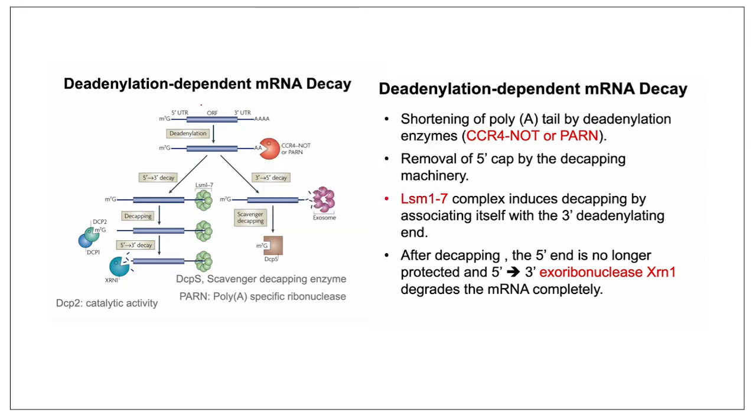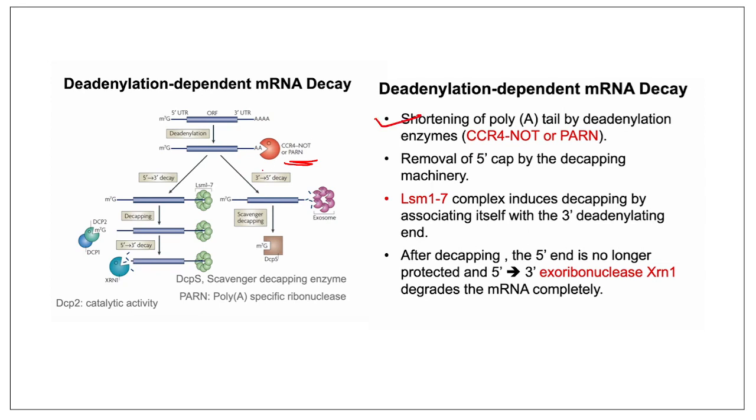See, this is your 5 prime UTR. Here the 5 prime cap is there. Here the poly A tail is there. Now deadenylation happens. Deadenylation means shortening of the poly A tail. This shortening occurs with the help of the enzyme known as CCR4-NOT or PARN. This is the enzyme responsible for the shortening of the poly A tail. Here it is written.